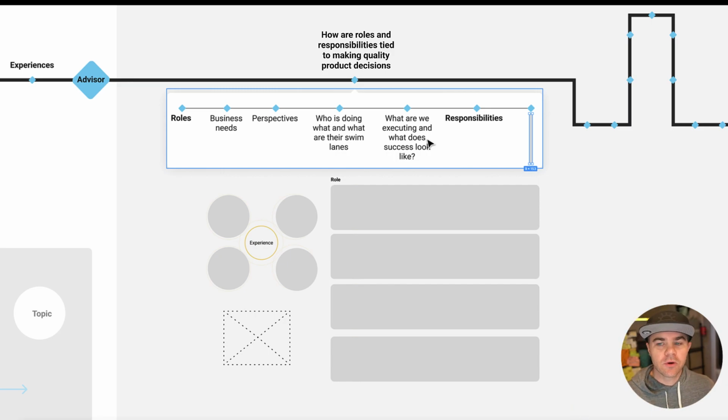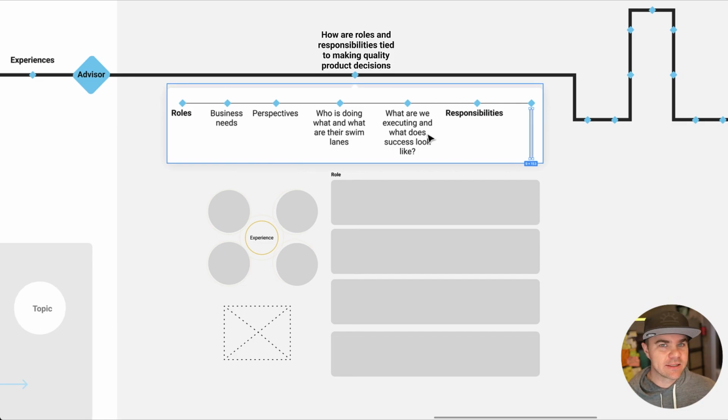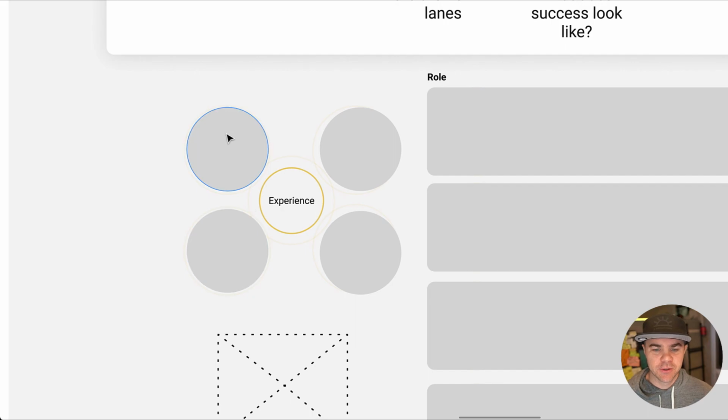All right, so the essentials. You understand the roles and the responsibilities, the business needs, the perspectives, who is doing what and what are their swim lanes, and who is executing what, and what does success look like for that area. So now what I want to do is dive into these roles.